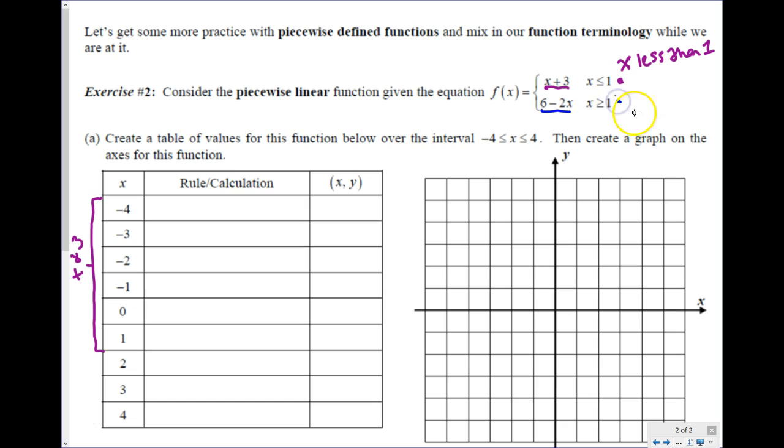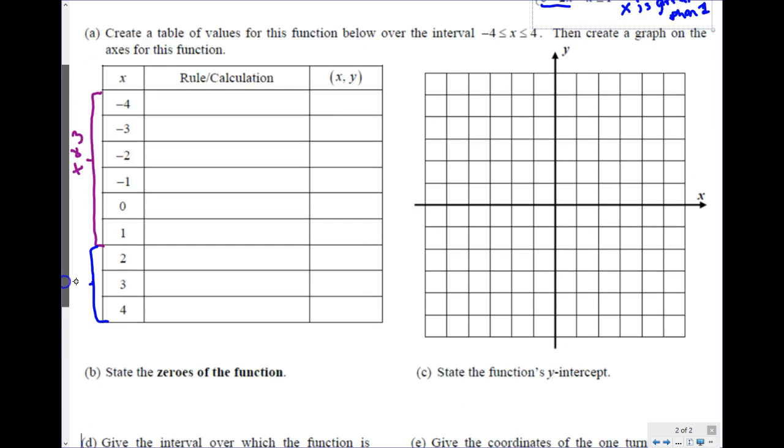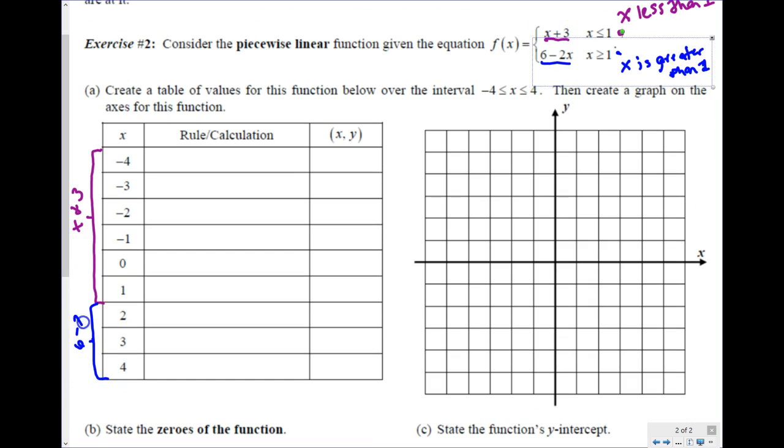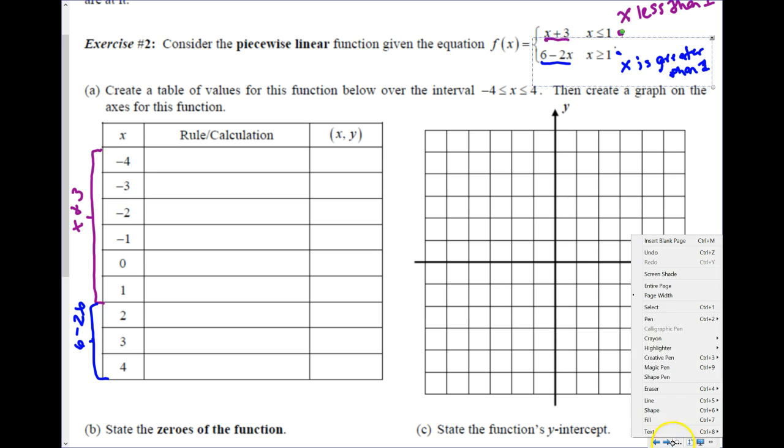Then I need to take a look at my second equation, which is 6 minus 2x, and that works when x is greater than 1. So I'm going to have here, and notice that 1 is included in both. It doesn't really matter for this one because the equations turn out to be the same. So I'm going to have 6 minus 2x for this one.